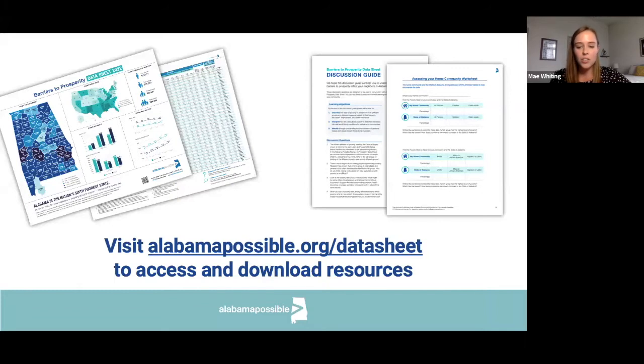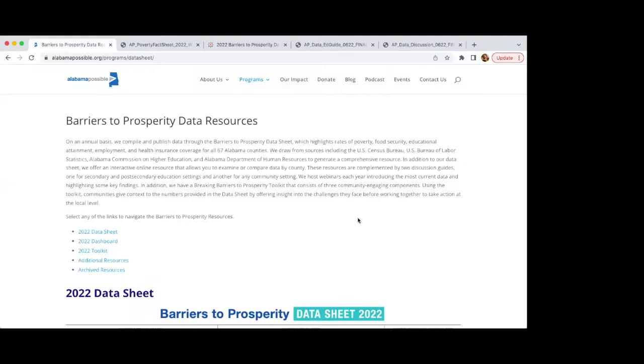So we're going to take a quick look at all of our data resources. All of these can be accessed or downloaded at alabamapossible.org/datasheet. So I'm going to stop sharing here real quick. Okay, so hopefully you can see my Google Chrome browser. This is the landing page for all of our 2022 data resources.